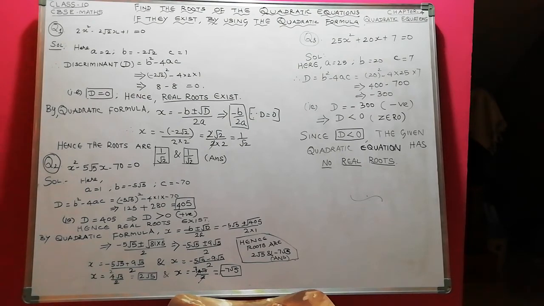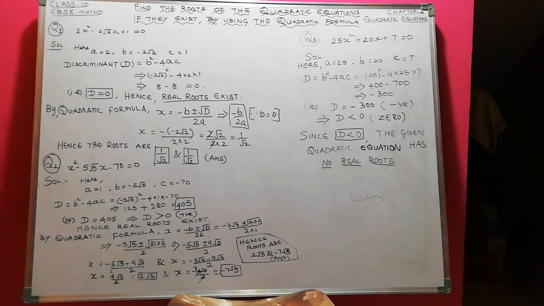Already in the previous video, I have taught you that if D becomes 0, we will get real roots, both equal roots. So if D is equal to 0, the roots will exist. The question is, if they exist, then you have to make use of the quadratic formula to find the roots. So since D is 0, real roots exist.